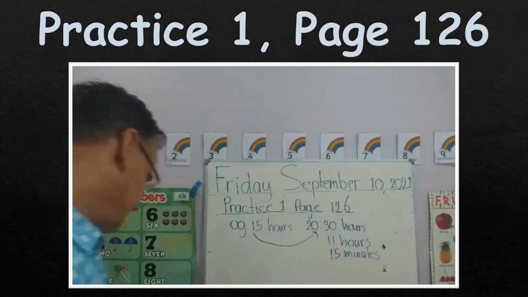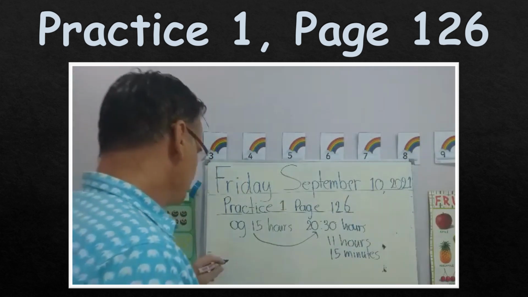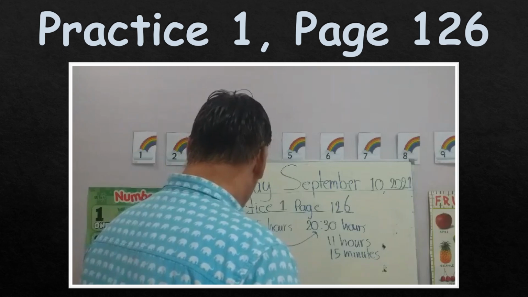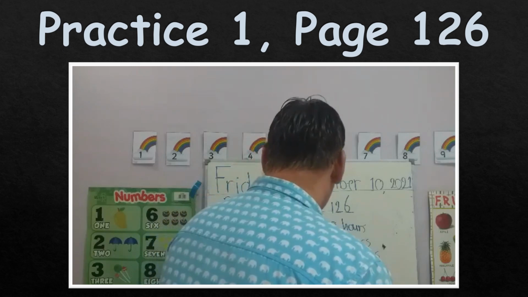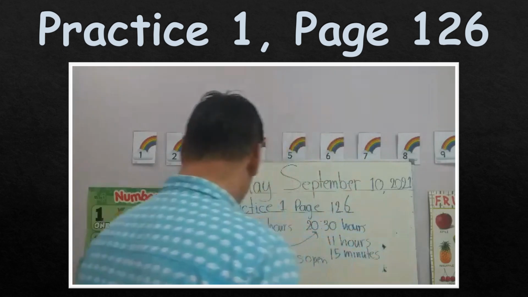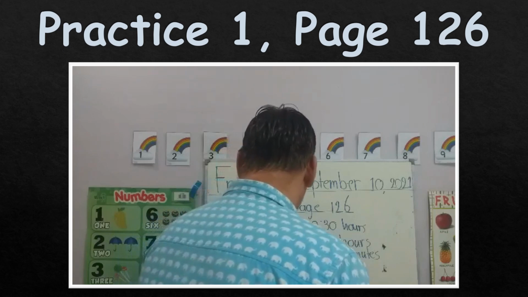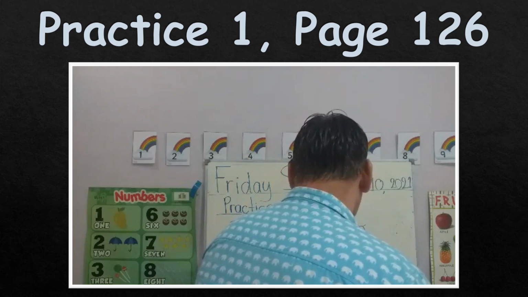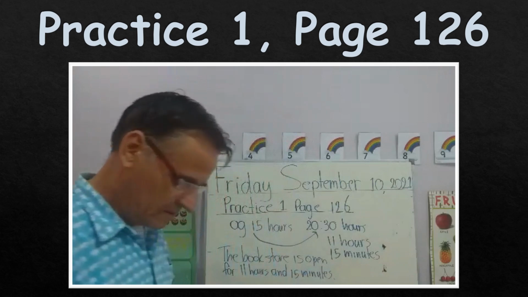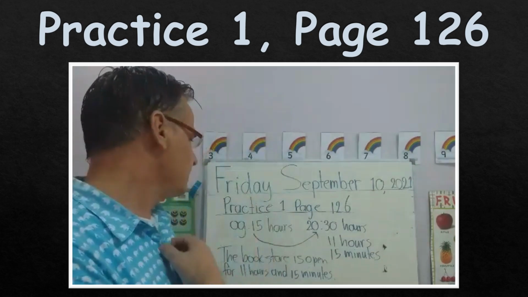So the answer to the word problem is, the question was, how long is the bookstore open in a day? So the answer is, the bookstore is open for 11 hours and 15 minutes. So that is the answer. The bookstore is open for 11 hours and 15 minutes. So that was problem number 1.